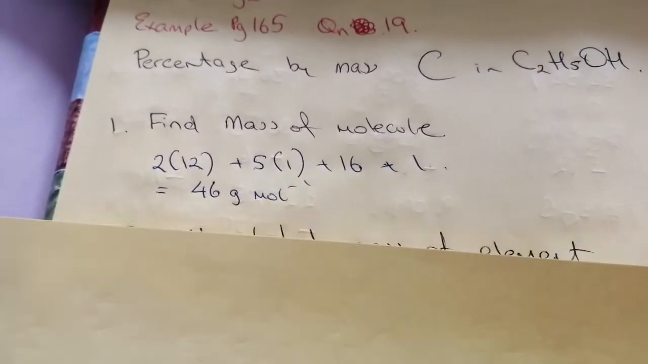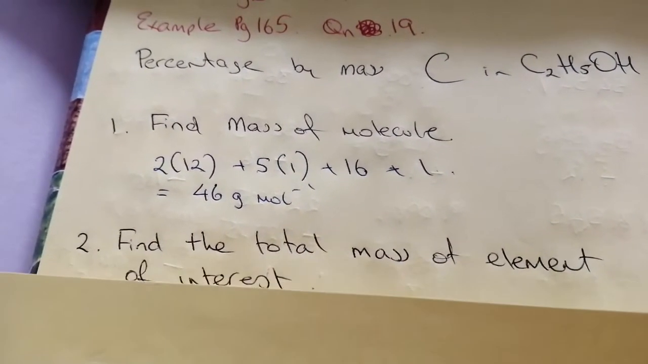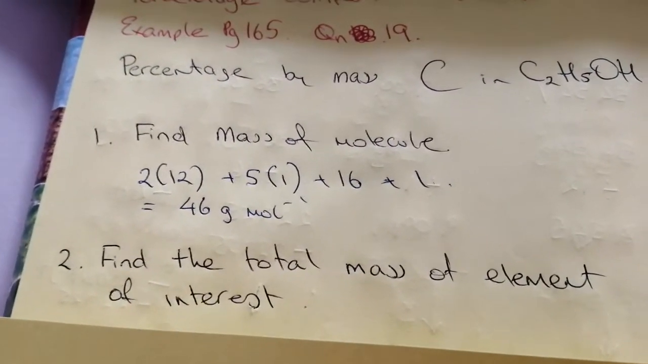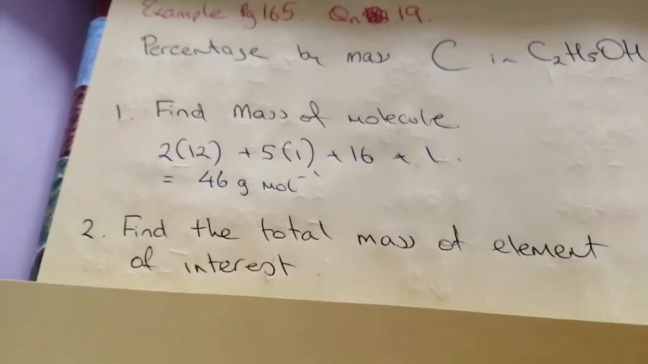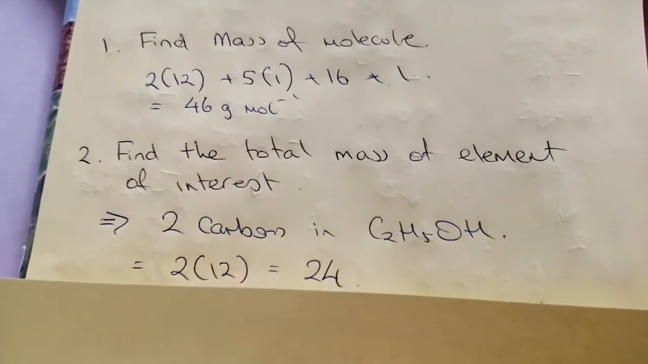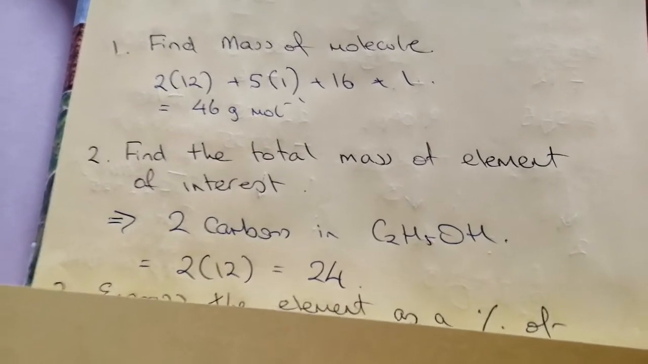The next thing we're going to do is find the total mass of the element of interest, or the element in question. In this case, it's carbon. So I know that there's 2 carbons in ethanol. So that's 2 12s, which is 24.